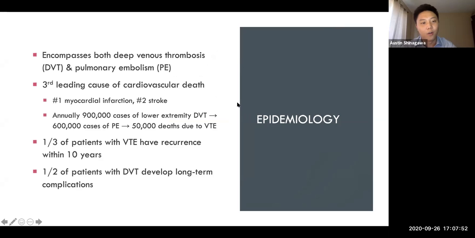So MI and stroke. And annually, there are 900,000 cases of lower extremity DVT, causing 600,000 cases of PE and 50,000 deaths per year due to VTE. A third of patients with VTE will have recurrence within 10 years, and half of patients will develop long-term complications, which we will be talking about later.